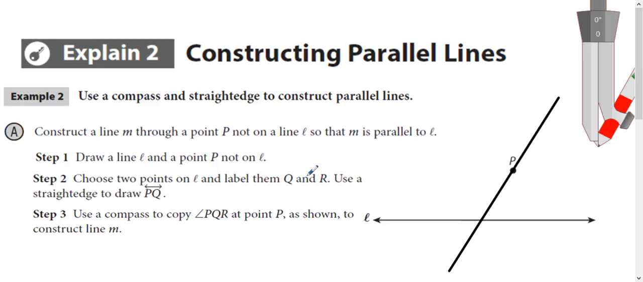So this said, pick 2 points in column Q and R and draw PQ. So here's Q, so that we drew PQ. Then we see another point R, right there.